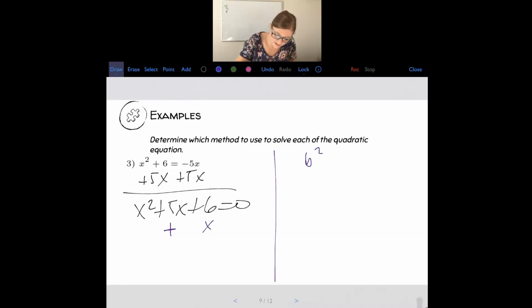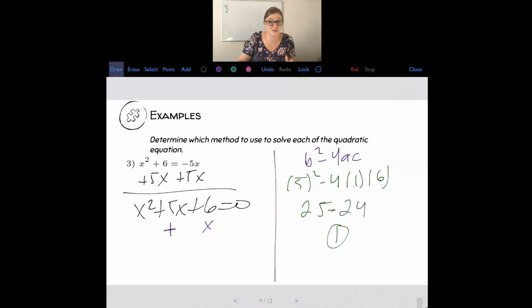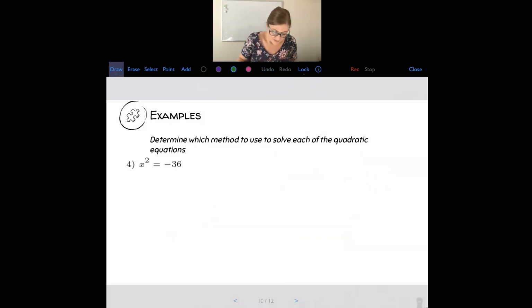Or if you use the discriminant, b squared minus 4ac, b is equal to 5, minus 4 times a times c. This is 25 minus 4 times 1 times 6, which is 24. I got 1. 1 is a perfect square because 1 times 1 is 1. So that also tells you could factor. And then again, using my fun facts, it's greater than 0. So there are 2 real roots, meaning it doesn't involve i. Okay, determine which method to use to solve. So we have x squared is equal to negative 36. So we have x squared equal to a number, or it's in that form. So this would be square root property.